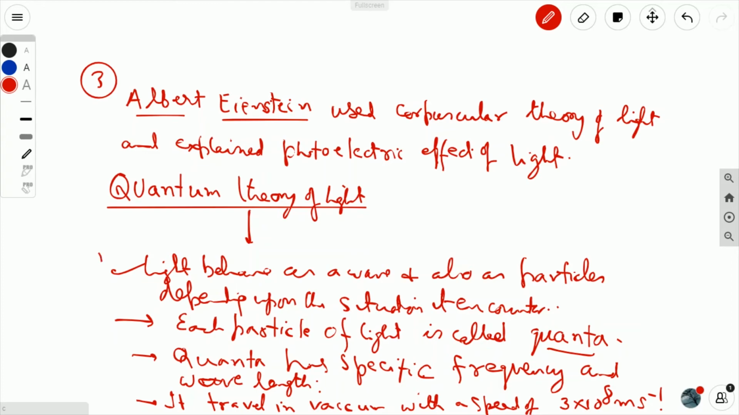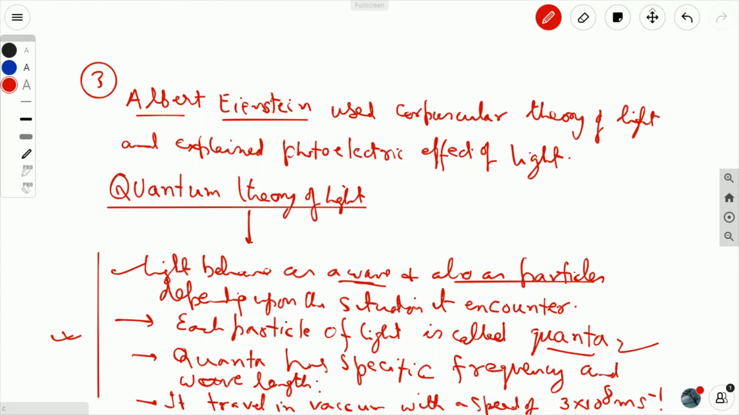So the quantum theory of light. What does the quantum theory of light state? Light behaves as a wave and also as particles, depending upon the situation it encounters.